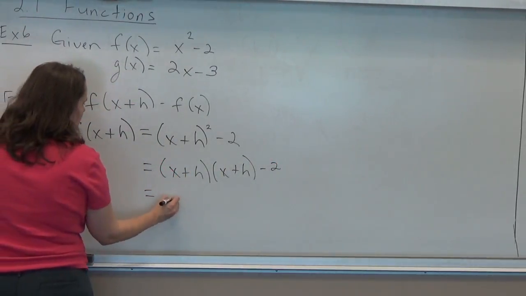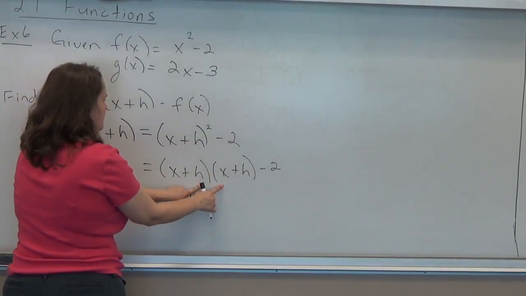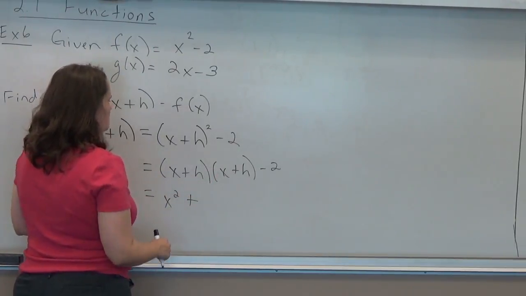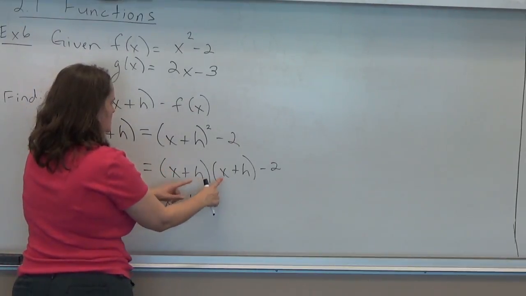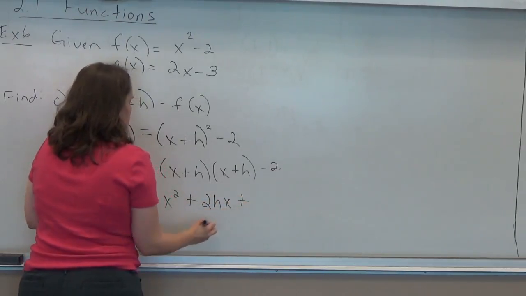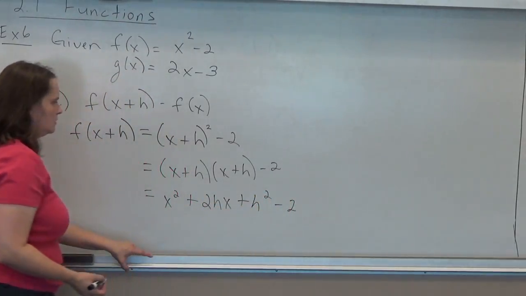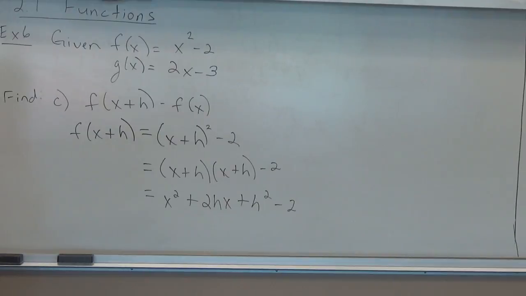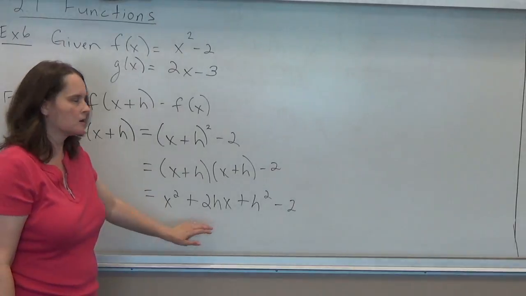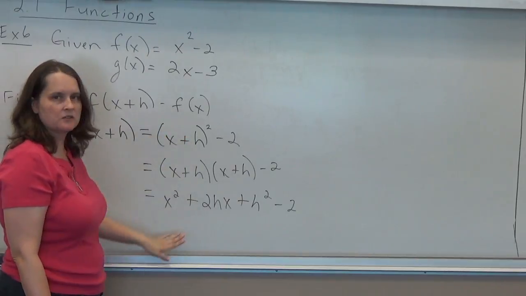So that'll give me x squared plus xh plus xh, or I guess we would say hx. It doesn't really matter. But you've got x times h plus h times x is going to give you 2 times hx plus h times h is h squared minus 2. Do you think I can combine anything? Can I simplify that at all? I do not have any like terms, so that's as far as I can take this part. So this is just the first part. Now I need to subtract f of x from this.